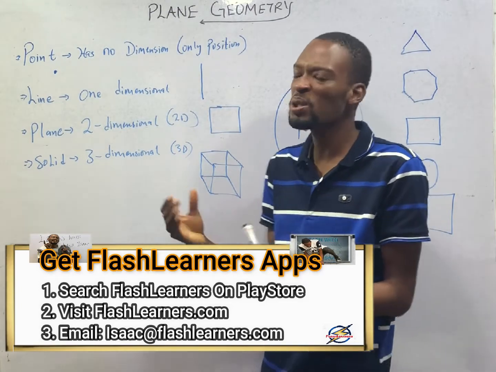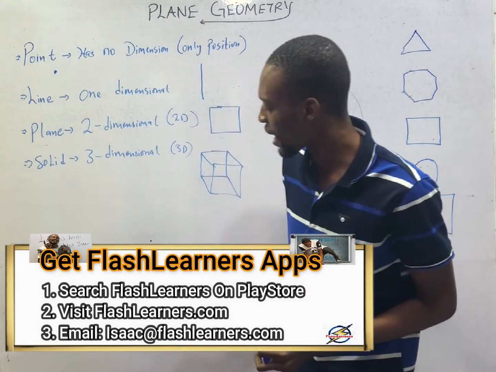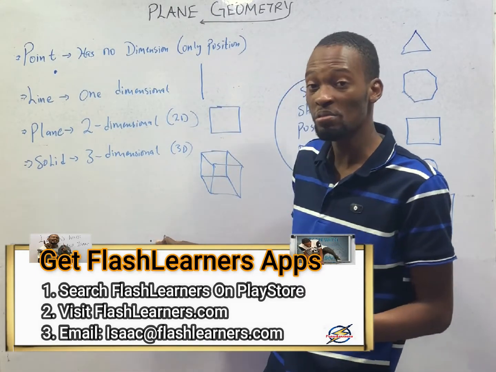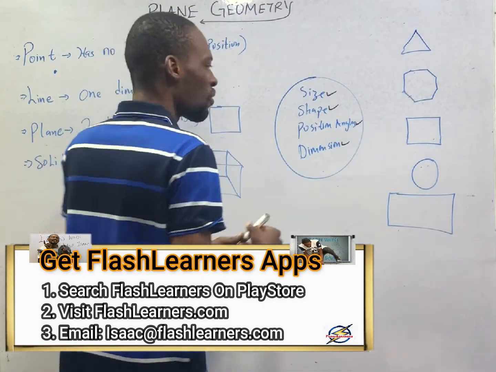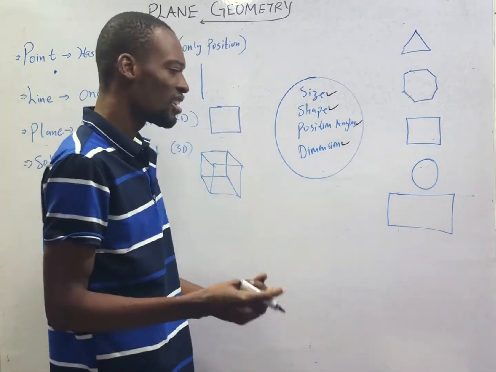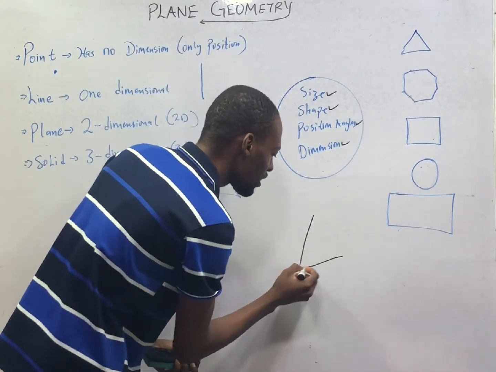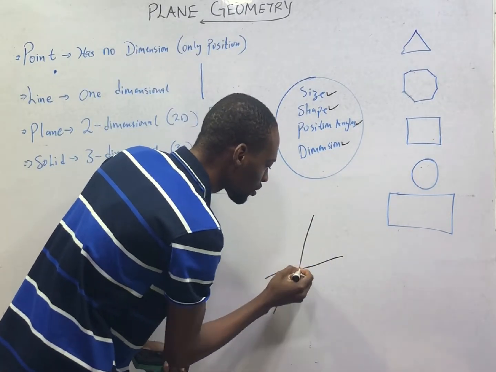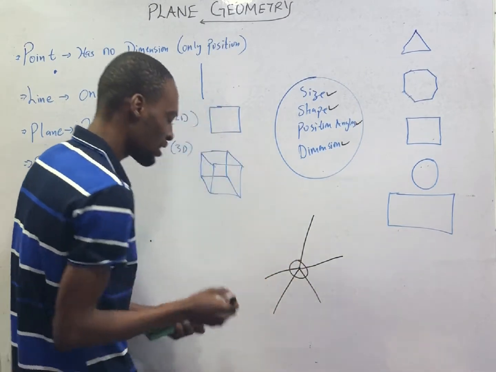Points, they are positions. They don't have dimension. Once I draw a point like this, it is a position. It doesn't have any dimension. So that is a point. If I say angles at a point, I simply mean different angles coming together at a particular point. So all these angles at a point, they are 360 degrees.